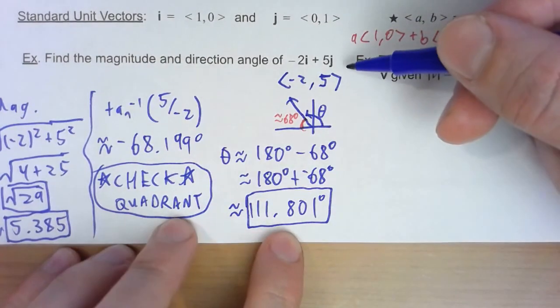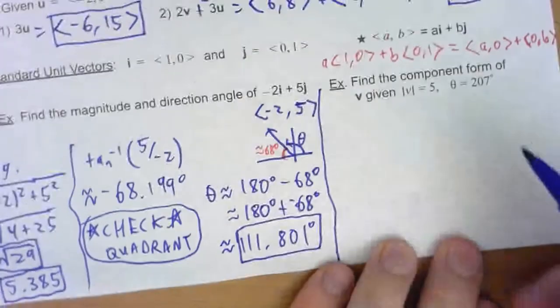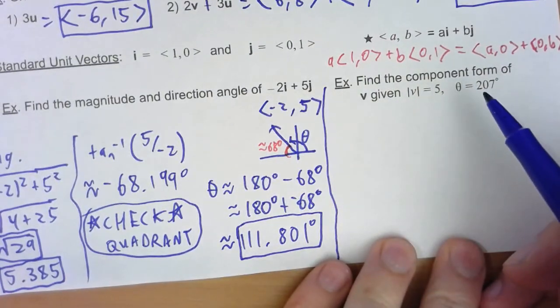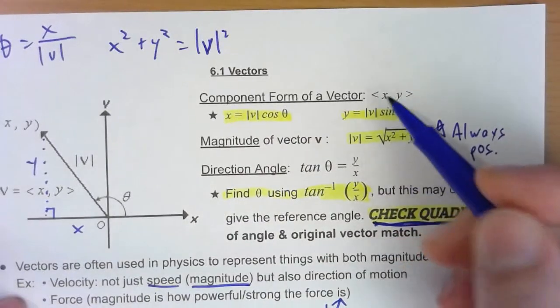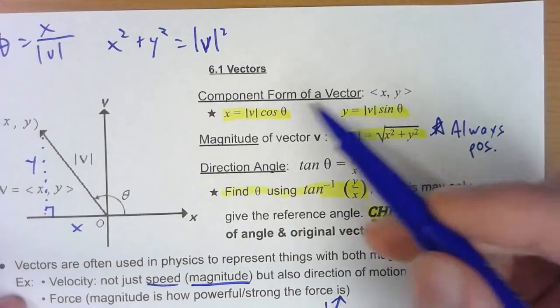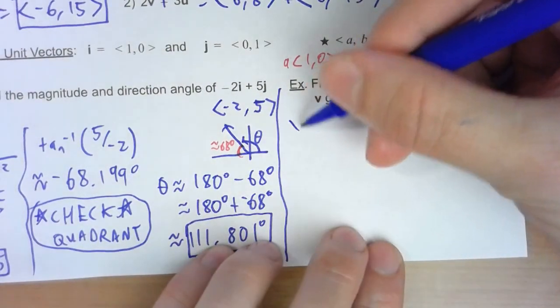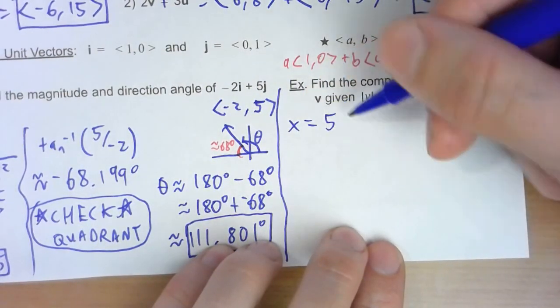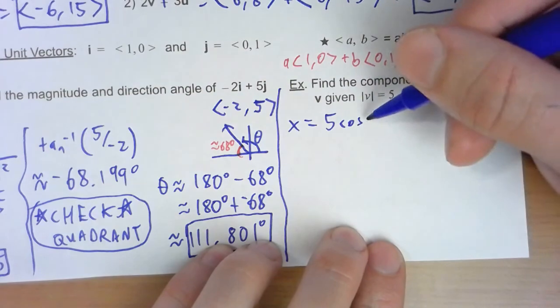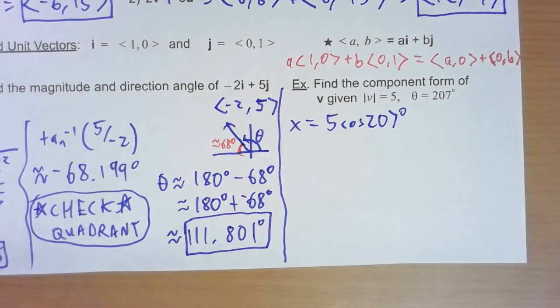And then the last problem here will be really easy. We just got to plug and chug into some formulas. We've got magnitude, we've got the angle, component form. Again, component form is just the x and the y. Well, we've got some nice formulas for those. We just need to take the magnitude times cosine, magnitude times sine. So to find my x, I'm going to do 5 times the cosine of 207 degrees.